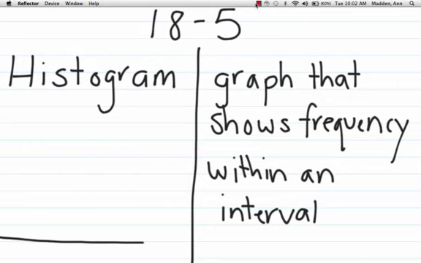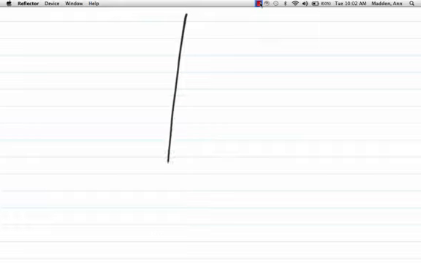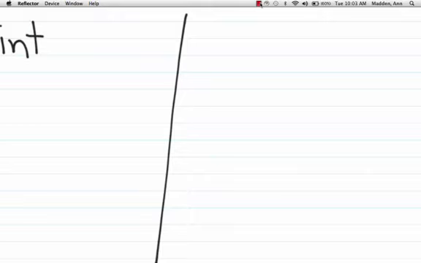Draw your line. We have one last definition we're going to write down for tonight. I am going to go on to the next page. I would like you to just continue on in your notebook. Our last definition for tonight is interval. Interval was the time between two events.